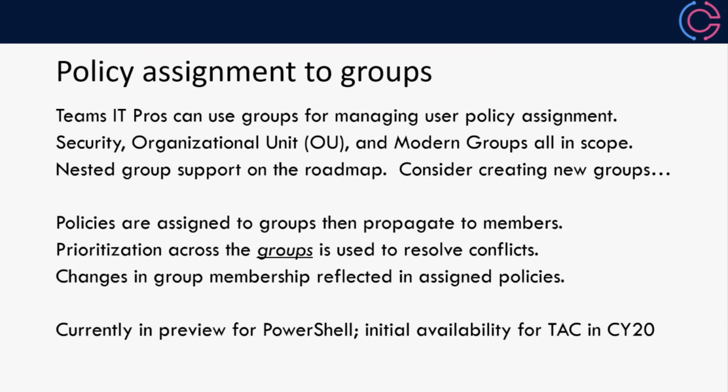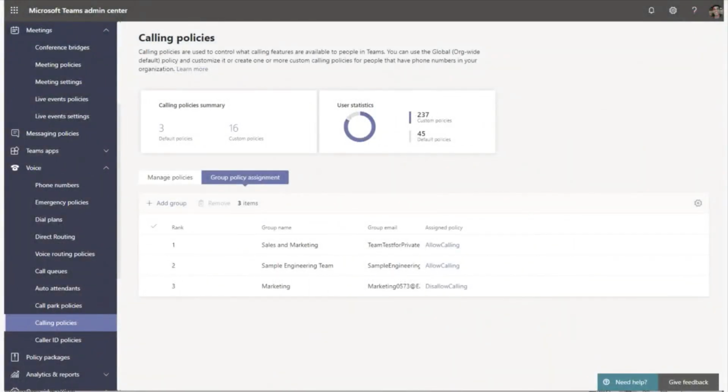But being able to assign policies to groups, you can use a modern group or an OU or a security group. We don't currently have nested group support, so it may make sense to create new groups just for the purposes of policy assignment. The way this works is that the policies are assigned to groups and then propagate out to each of the members. What's interesting is that the prioritization across the groups is what is used to determine priority, right? And so it may seem a little weird, but as you start to work with it, it makes sense.